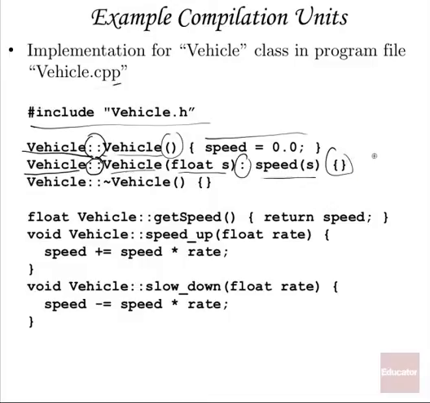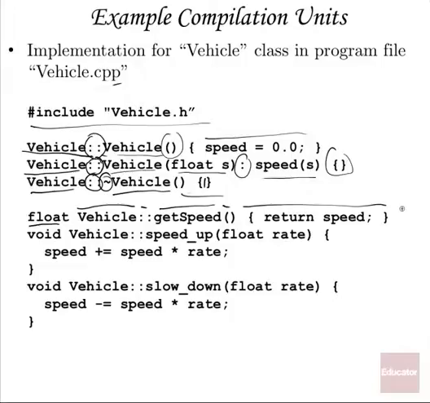Here's our Vehicle destructor for the vehicle class, which doesn't need to do anything because our constructors are not allocating any memory. All we're getting is a compiler-allocated speed variable, which will automatically get cleaned up for us, so we don't need to do anything inside the destructor. Here's our getSpeed method, which returns a float, the current speed. It has no parameters, and we return the current speed to the caller.